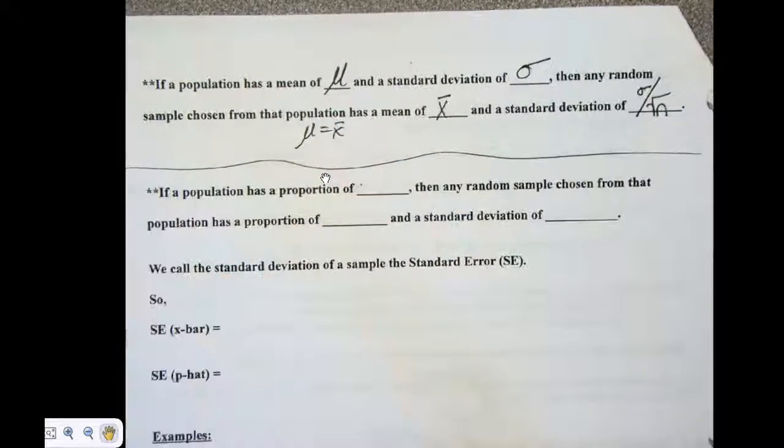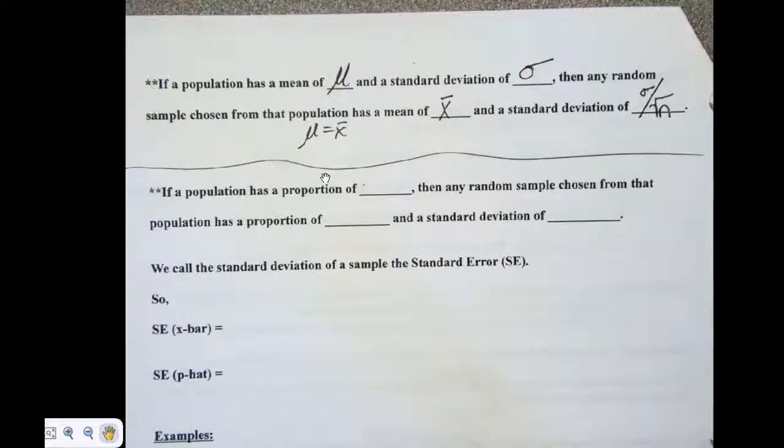So this one down here, what did I change? It looks like almost the same sentence. What did I change? Proportions instead of means. And that's the whole game from here on out. Does this problem deal with means? Okay, then I'm going over here and following these rules. Is it dealing with proportions? Okay, then I'm going over here and doing this stuff. That's the first thing you've got to do.